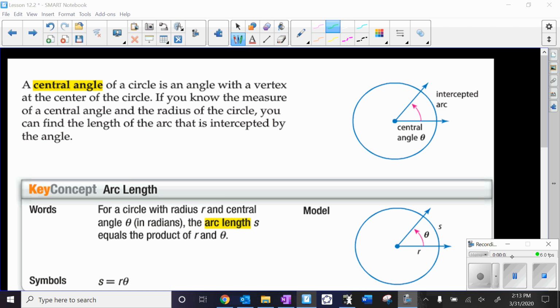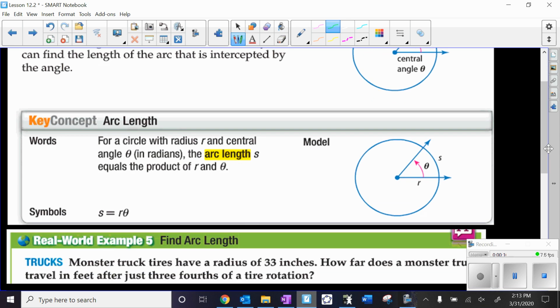The last thing that we're going to do in this section is find arc length. The formula actually looks pretty simple, where we have S being our arc length. R is going to be the radius of your circle. And then theta is your angle, but it's important that it's in radians. It has to be in radians for this to work. If it's not, then we've got some extra work that we need to do.